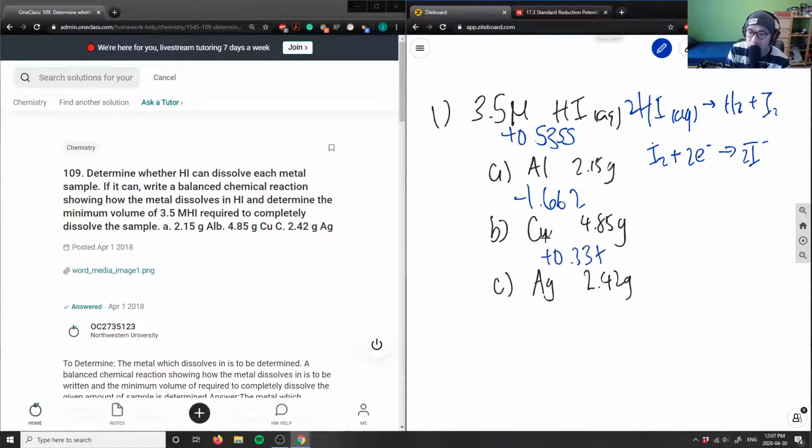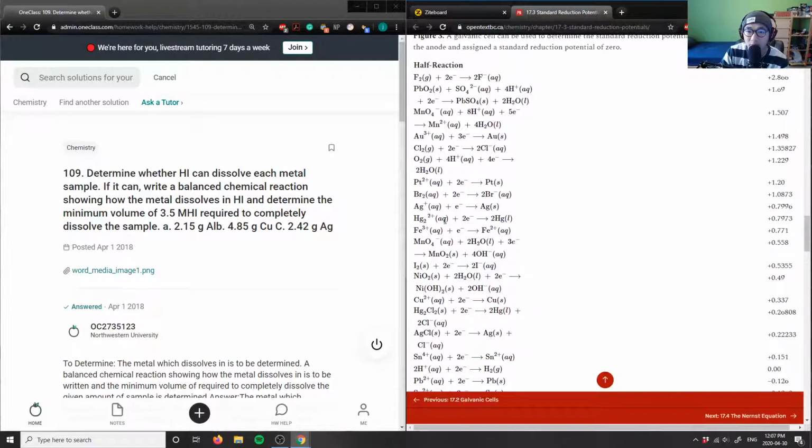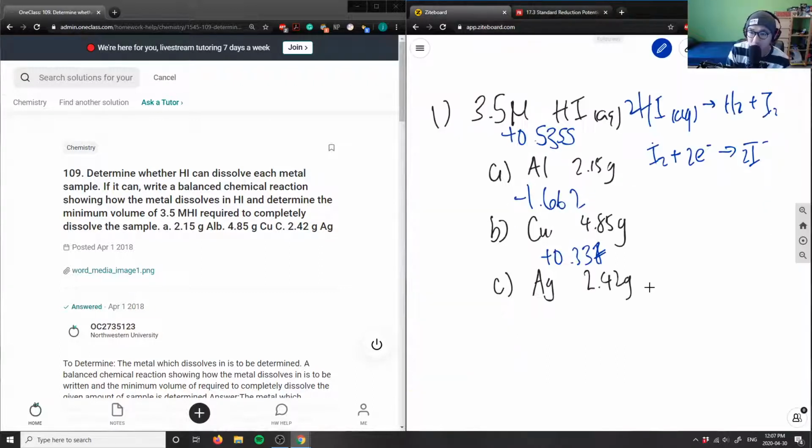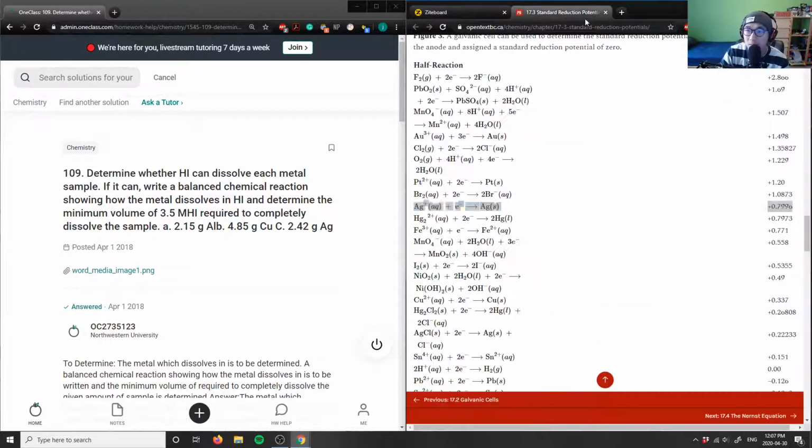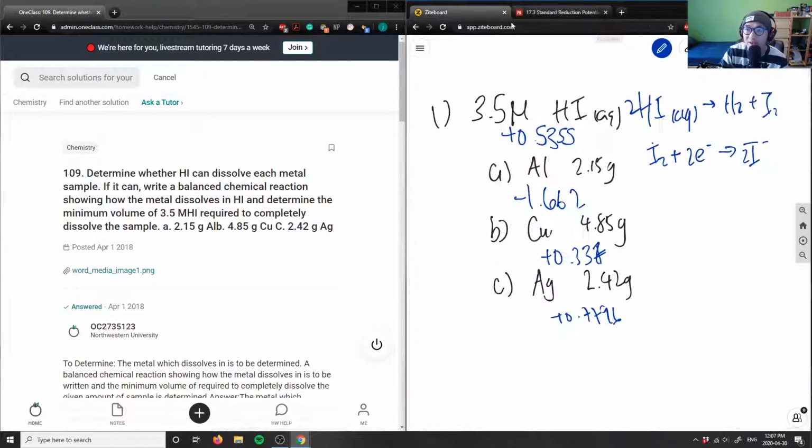And then finally for silver, silver would be over here, right? This is positive 0.7996. Yep, 7996, sorry. Basically we're looking at these standard reduction potentials and at which one is furthest apart from positive 0.5355.